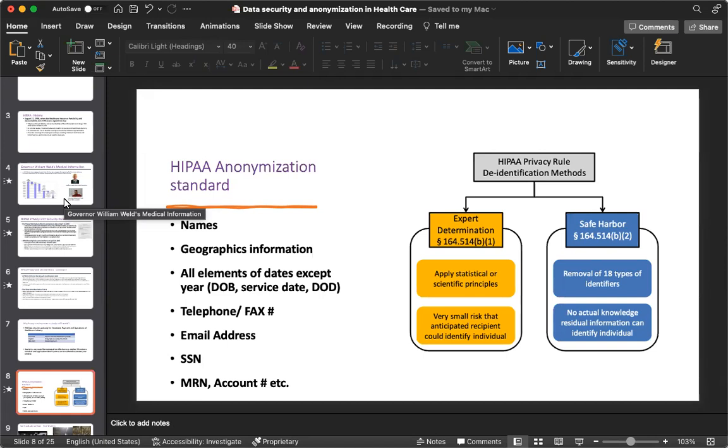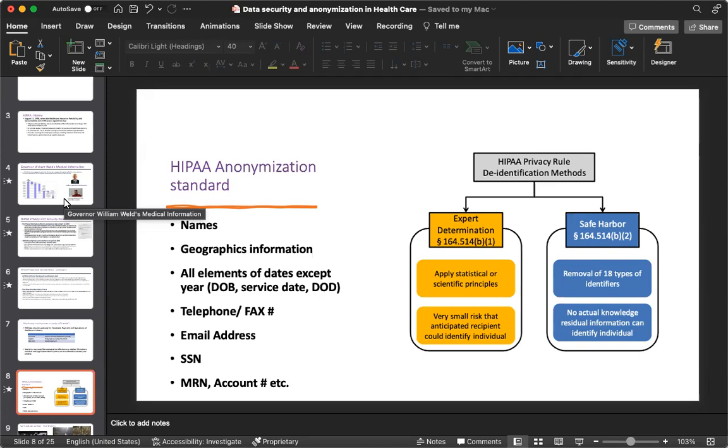The second one comes to dates. You cannot use the date of birth, service date, date of death, or all those elements as is. For the date of birth, you can use an age: you have to strip off the month and day, but you can use the year as is. Service date and similar elements are the same. With respect to age, if the patient is above 89, we cannot use the date of birth; we have to put them in a common bucket called 89 plus.